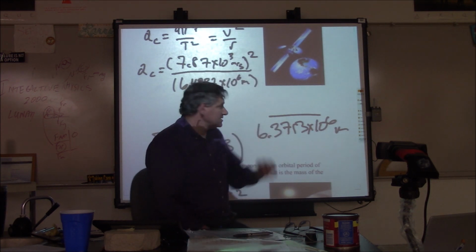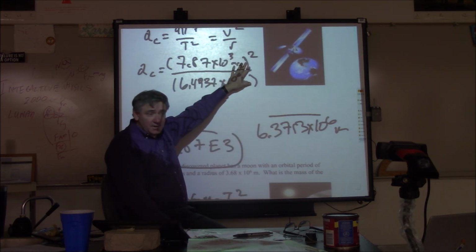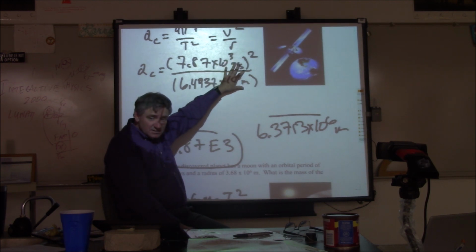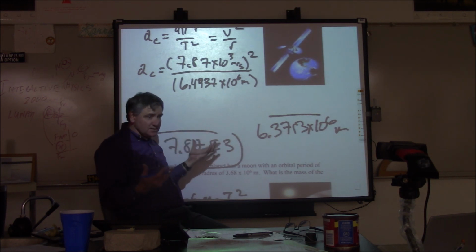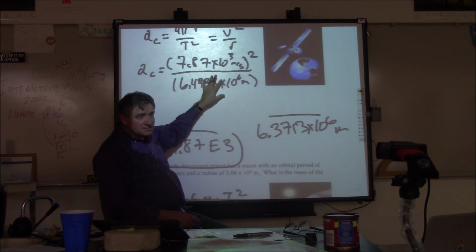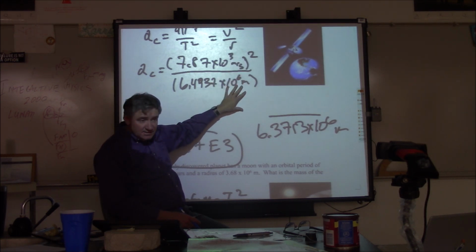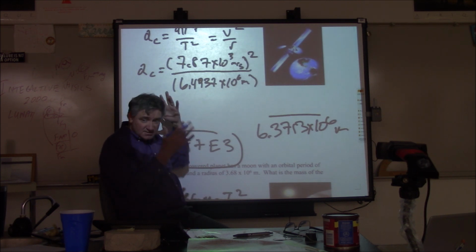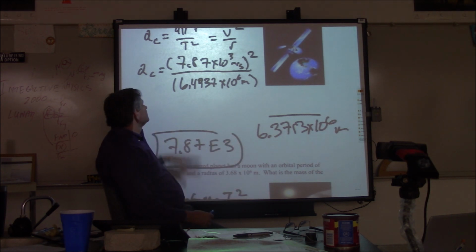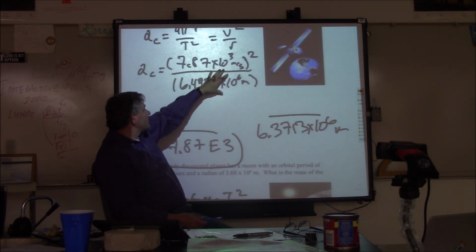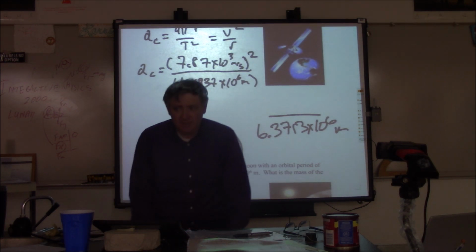Okay, now, let's look at this. Order of magnitude. I've got 10 to the third squared, which is 10 to the sixth, and I'm going to take 10 to the 6th, divide that by 10 to the 6th, which is going to give me like 10 to the 0. So I've got to figure that this answer isn't going to be very big, because I'm taking 10 to the 6th and dividing it by 10 to the 6th. Which means if I get something like 10 to the 3rd, I've done something wrong. So somebody take 7.87 times 10 to the 3rd, square that, divide that by that orbital radius of 6.4937 times 10 to the 6th. And let me know what you get.